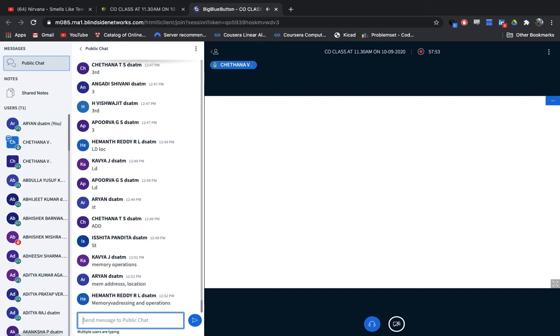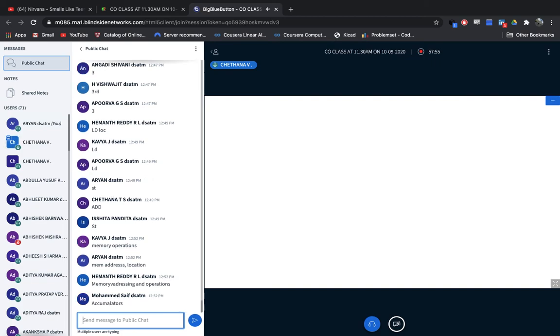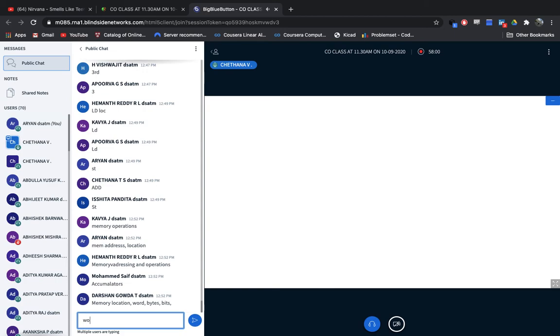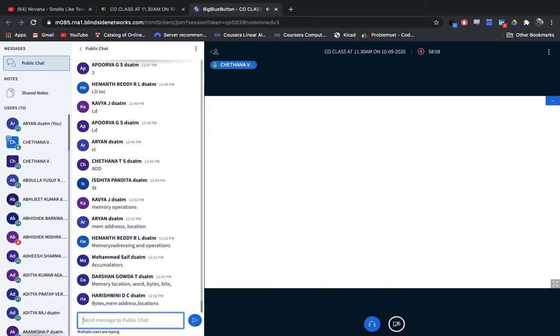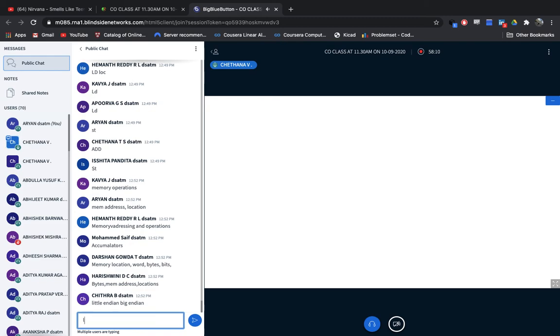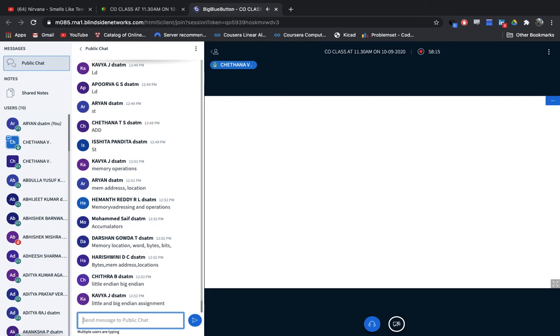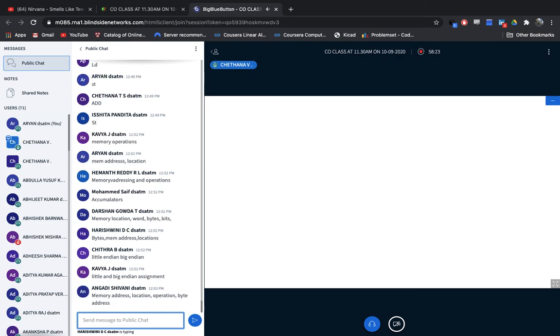Memory address and locations, yeah, very good. Addressing, very good. Accumulators, very good, we have understood accumulators, superb. Words we have understood, bytes we have understood, locations and addresses we have understood. Little endian, big endian. Byte addressability is very important, so byte addressability also we have understood. Very good. I think we have learned this many concepts in today's class, which is more than sufficient.